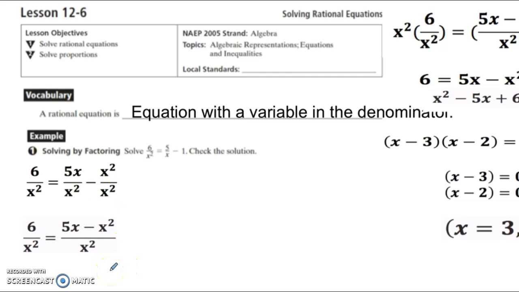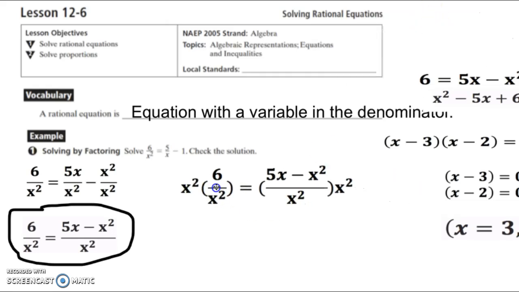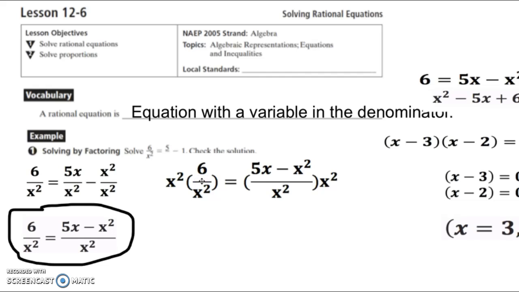And again, as we're adding or subtracting fractions, we can subtract our numerators and keep the denominator. So we are left with something that looks like this. Okay, now we have to solve. The first thing I'm going to do is get rid of those denominators by multiplying both sides of the equation by that denominator. So I multiply both sides by x squared, and that cancels out our denominators on both sides. We're left with the quadratic equation 6 equals 5x minus x squared.